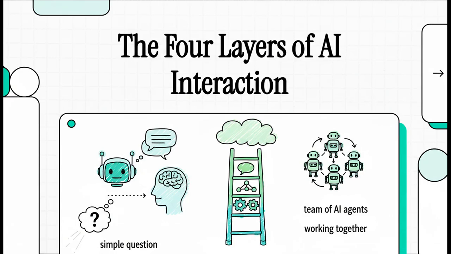You know, when you chat with an AI, what you're seeing is really just the tip of the iceberg. Behind that simple text box, there's this whole ladder of increasing power and autonomy. Today, we're going to climb that ladder, all the way from a basic Q&A to entire teams of AI agents working together. So let's break down the four key layers of AI interaction.